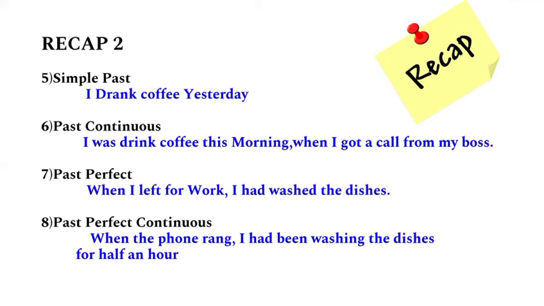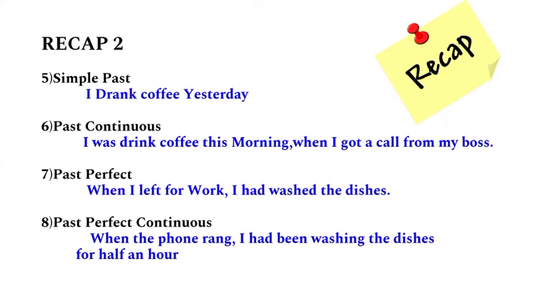Next, past perfect tense. When I left for work, I had washed the dishes. Here, I had washed the dishes is the past perfect tense. It means I finished the washing, then after that, I left for work. Past perfect continuous. When the phone rang, I had been washing the dishes for half an hour. So, the phone rang at some point in the past, and half an hour before, I started washing the dishes and was still doing that when the phone rang.